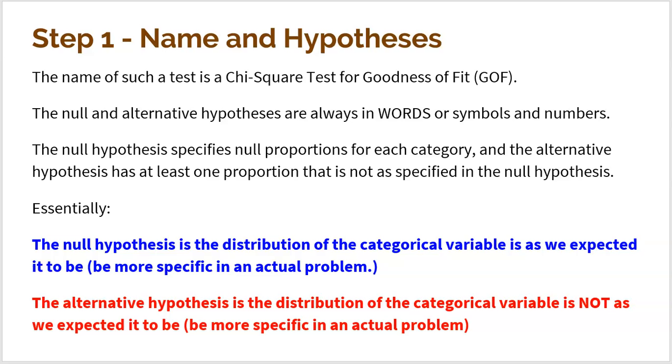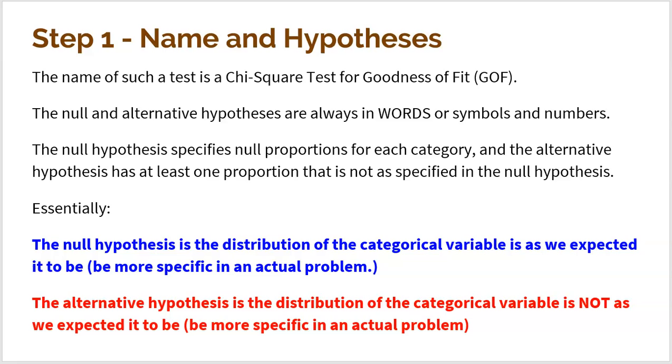All right, so step one is naming it and giving those hypotheses. This is going to look a little bit different than it has in the past. Number one, the name of this is a chi-square test for goodness of fit. Again, you've got to recognize one categorical variable, counts. I want to see how well that one categorical variable fits with some given distribution. That's how you're going to recognize this is a goodness of fit test. Now, the null and alternative hypotheses that we have seen so many times before are all words, no symbols, no numbers. The null hypothesis specifies the null proportion for each category, and the alternative hypothesis says at least one proportion is not specified in the null hypothesis.